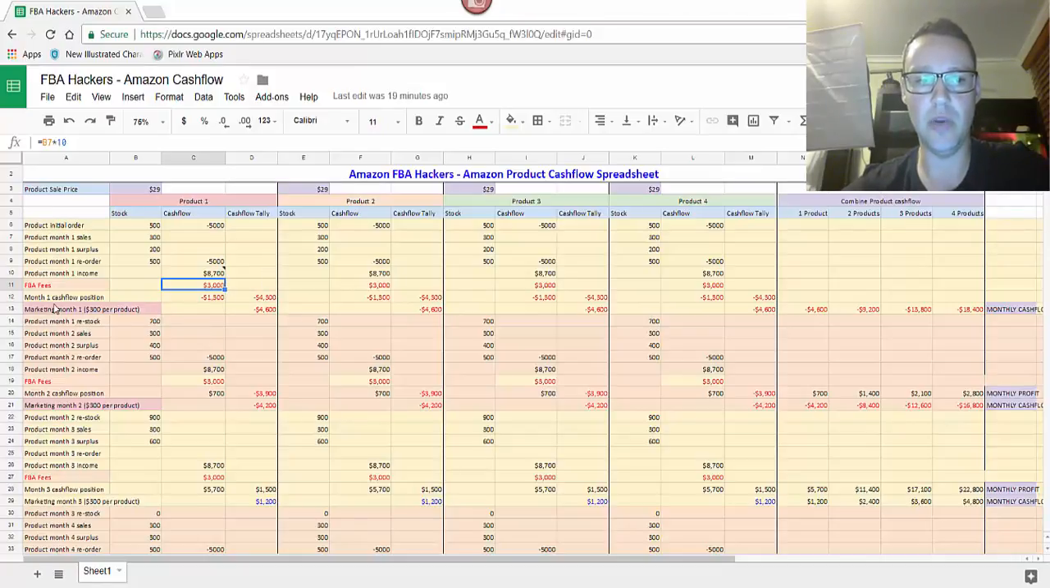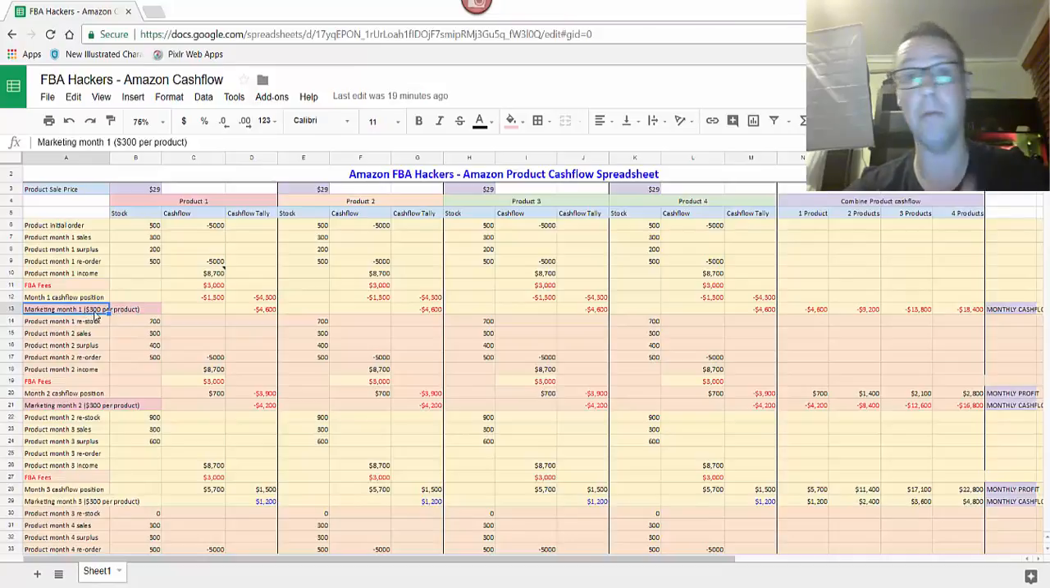And then I've also included a row here, which is $300 for the month for marketing. Again, you can change that, make it higher. It will probably be higher in the first month, but that's just taking that into account as well.